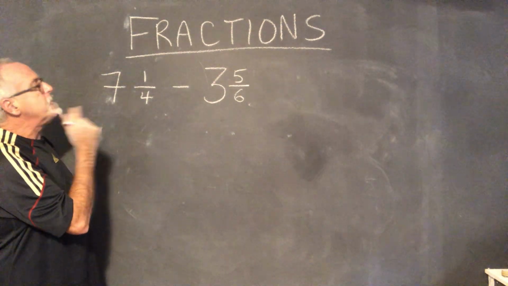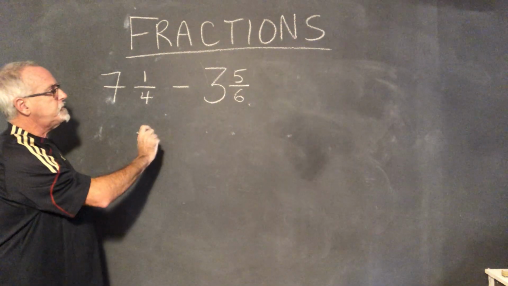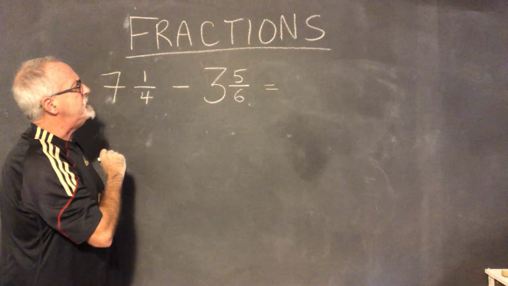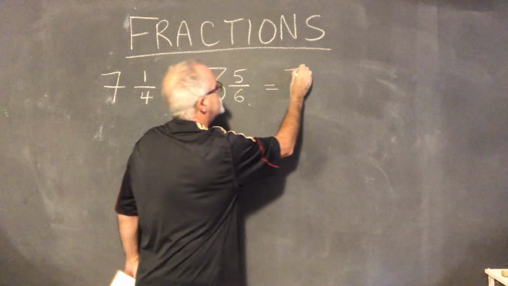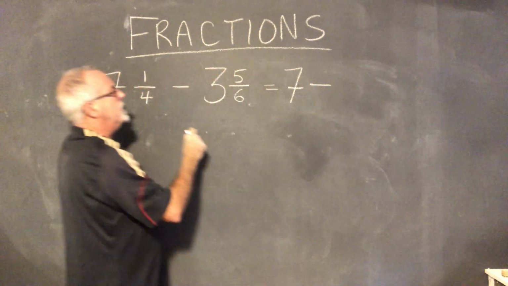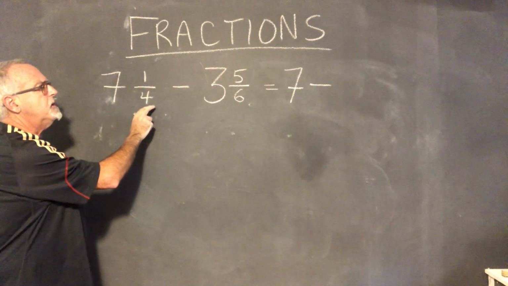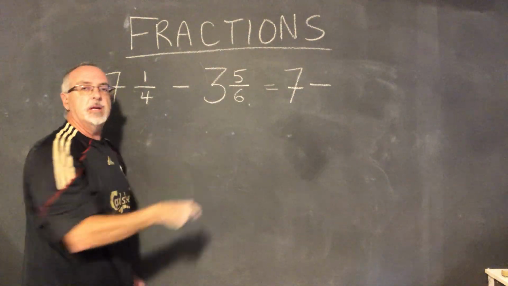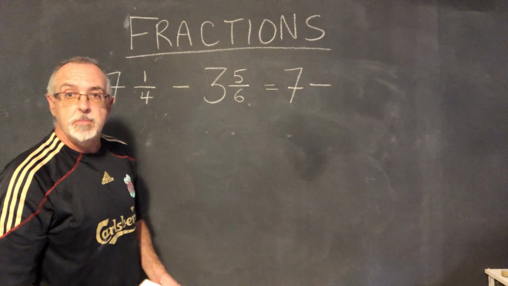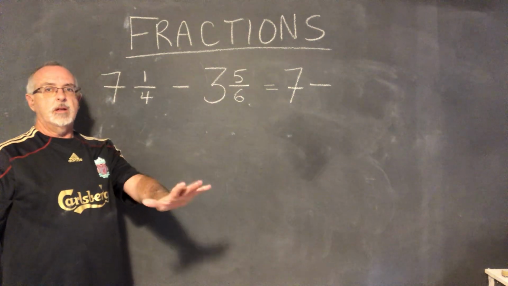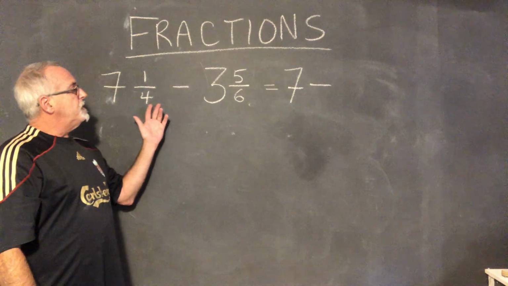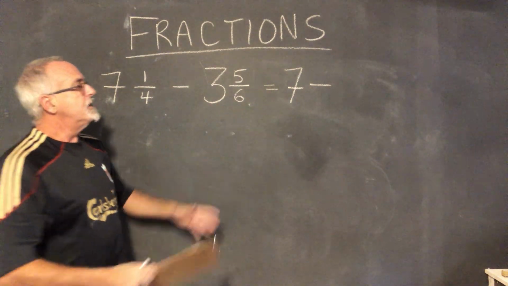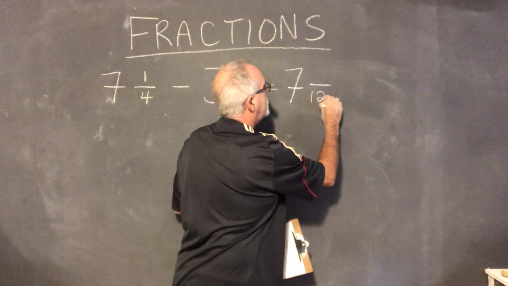So let's see. First I need the common denominator. I'll go over here for now because I know this is going to take up some space. So the lowest common multiple of 4 and 6. Now, if we do that trick where we multiply 4 times 6, we get 24. And yes, 24 would be a common denominator, but it's not the least common denominator because 4 and 6 also have 12 as a common multiple. So 12 is what I'm looking for.